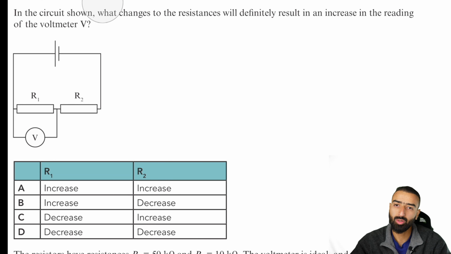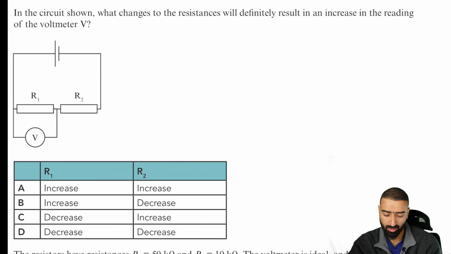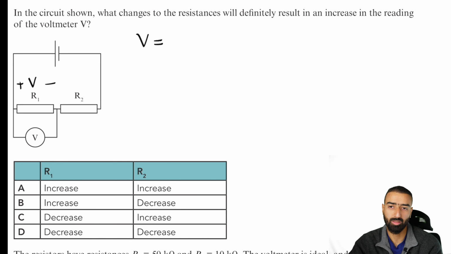In the circuit shown, what changes to the resistance will definitely result in an increase in the reading of the voltmeter? In other words, we want the voltage across the first resistor to increase. How do we do that? Well, Ohm's law says the potential drop equals current times resistance. So you can vary either I or you could vary R.